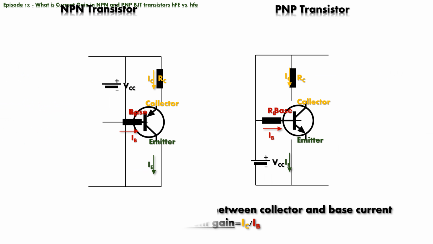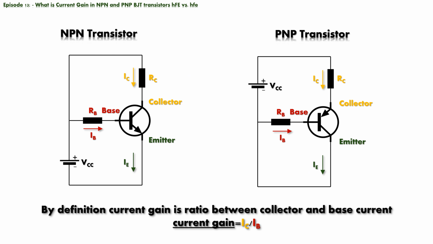Let's get our basic schematics back and try to make sense of this gobbledygook. For both NPN and PNP transistors, by definition, current gain is the ratio between collector and base current. This parameter is supposed to tell us how much the transistor amplified base current. Now, this definition makes little or no sense at all, and here is why.